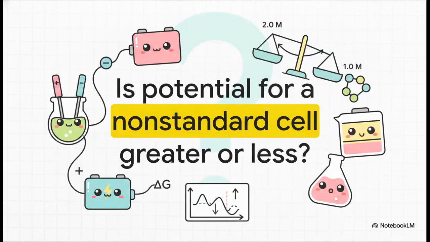Before we wrap up this explainer, let's test your true mastery of thermodynamics with one final provocative question. How would the voltage change if our half cells were made with 2.0 molar solutions instead of the standard 1.0 molar? Think about how Le Chatelier's principle might apply to cell potential when we shift those concentrations away from standard conditions. Keep pondering that, keep practicing those calculations, and I'll see you in the next explainer.